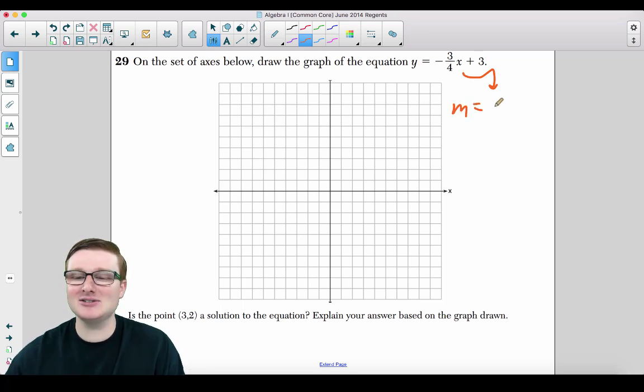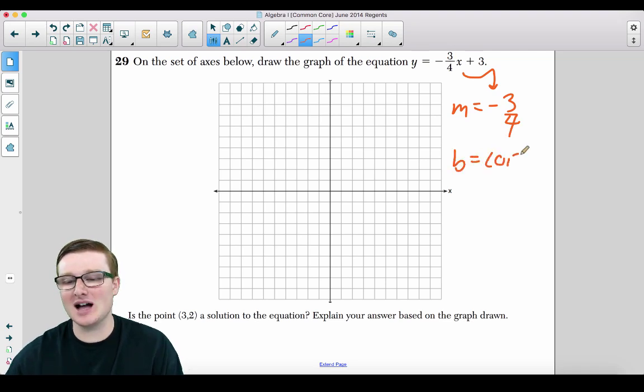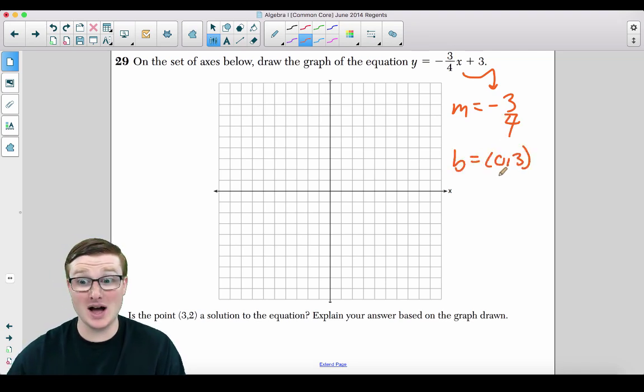So, m is equal to -3/4, and b is equal to 0, 3. That's your slope, and that is your y-intercept. So, we're going to go ahead and graph this. Up 1, 2, 3. Down 3 to the right 4. And then to go in reverse, you just go up 3 to the left 4.